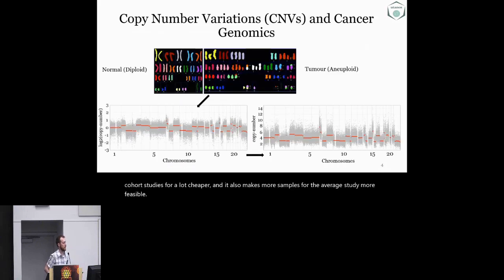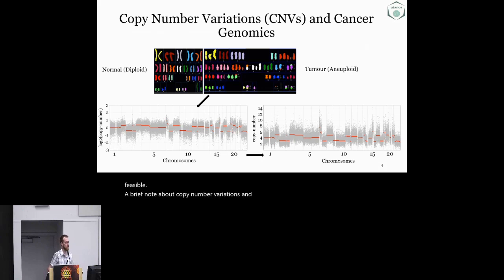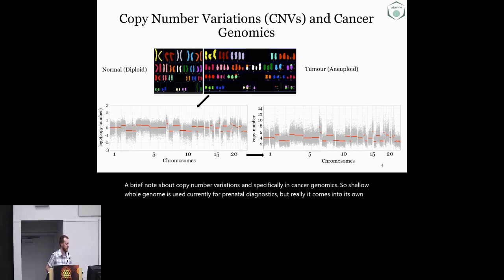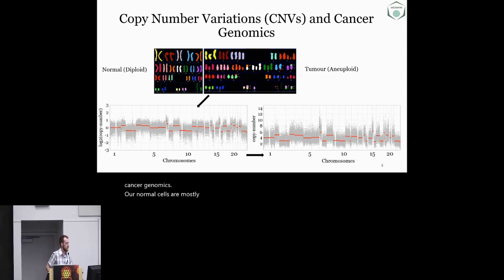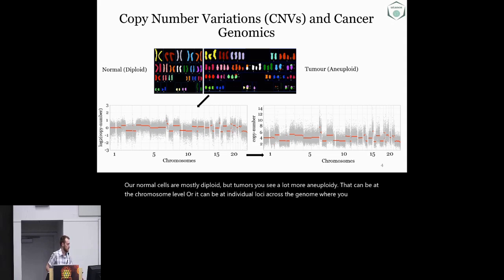A brief note about copy number variations, and specifically in cancer genomics. So shallow whole genome is used currently for prenatal diagnostics, but really it comes into its own for cancer genomics. Our normal cells are mostly diploid, but in tumors you see a lot more aneuploidy. That can be at the chromosome level, or it can be at individual loci across the genome, where you have copy number aberrations. On the left, at the bottom there, you see a relative copy number plot, and that's demonstrating the relative copy number differences at specific loci. It's just a ratio median difference here, log2 transformed.